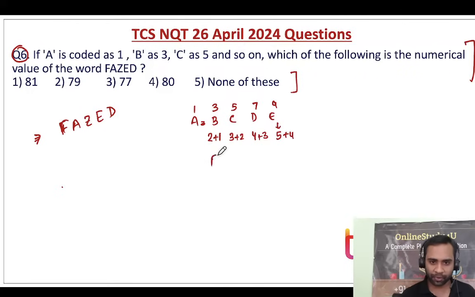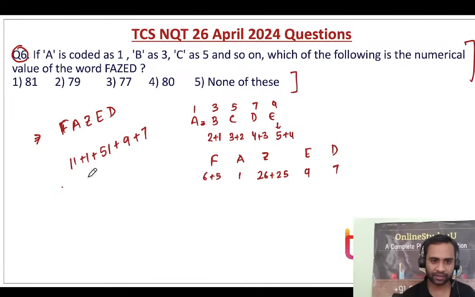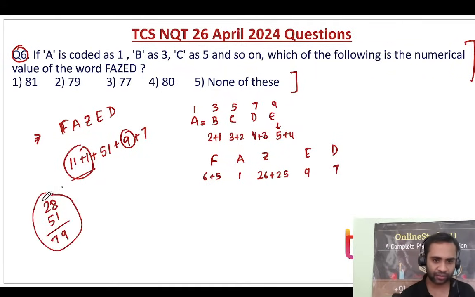Now, what is the position of F? Sir, 6. Then 6 minus 1 we will add. A position is already given. Z: what is the position of Z? Sir, 26. 26 minus 1 will be 25, we will add. E is 9, anyway it is given. And D is 7. So 11 plus 1, 12, plus 51, plus 9, plus 7. So this will be 12. 12 plus 9 is 21, 28, 28 plus 51 will be nothing but 79. So 79 will be the correct answer for this problem.